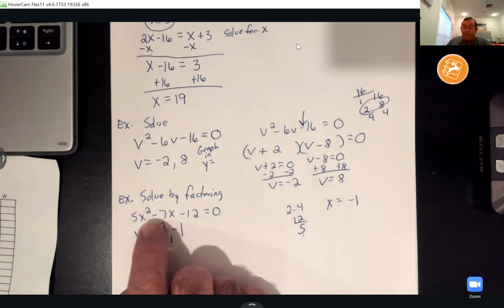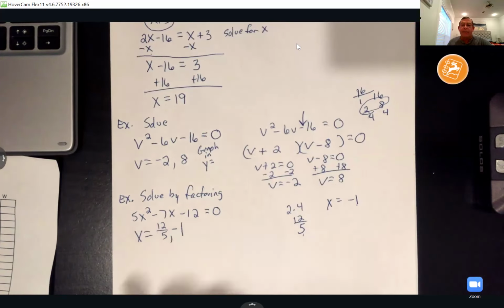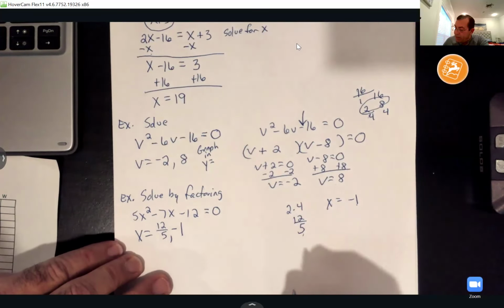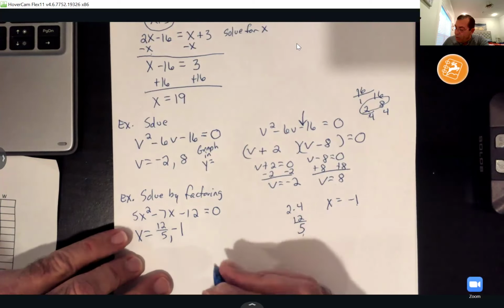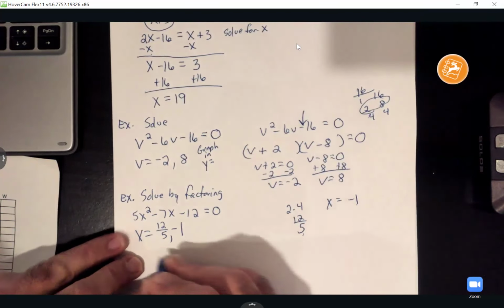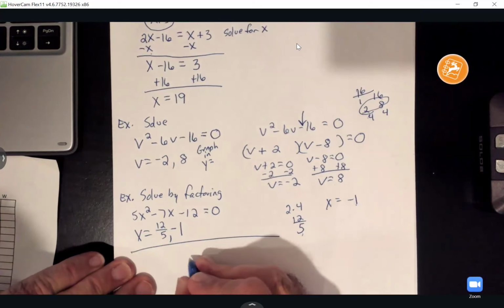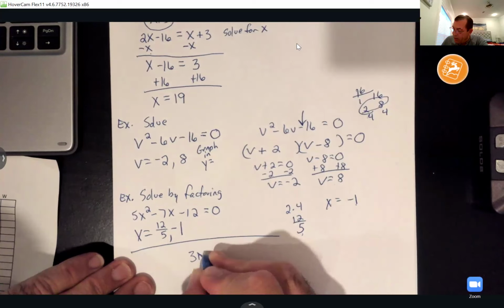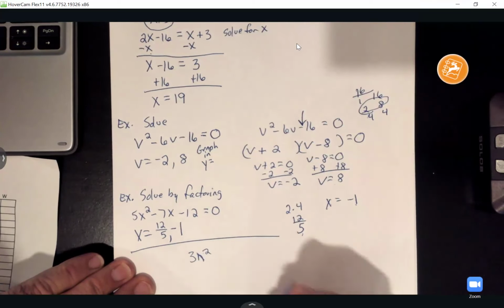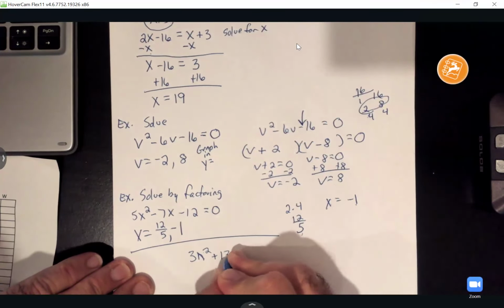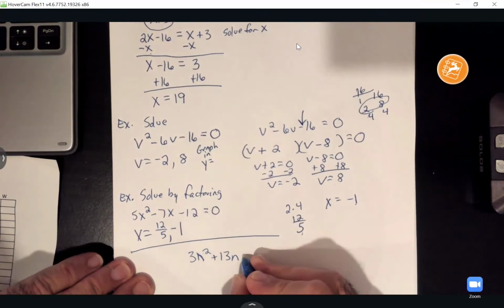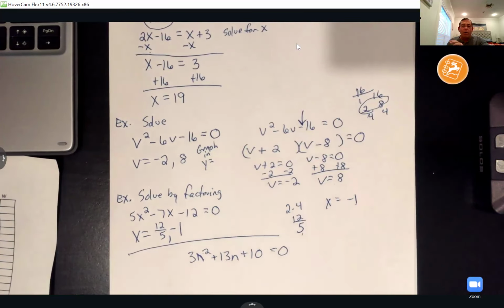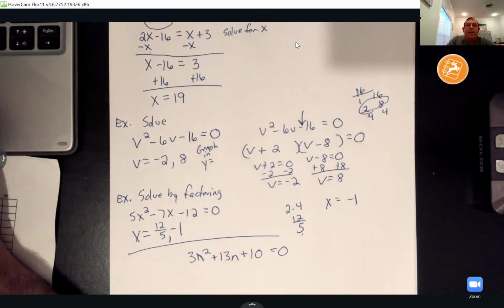So here's my equation: 5x squared minus 7x minus 12. Are you actually putting that into y equals? Yes, I am. Let's watch and see how you do it. What's yours? Mine is 3n squared plus 13n plus 10 equals 0. Okay, so on this one, let's go to y equals and put that in first.